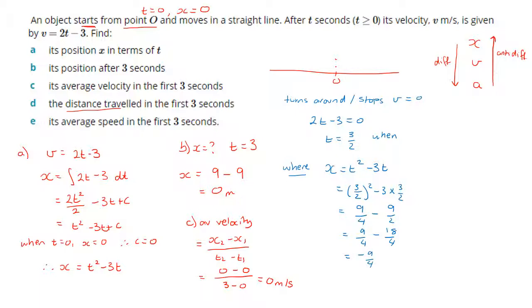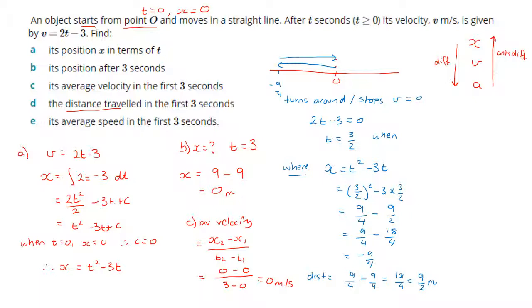So that means my particle starts here at 0. It moves over to a point here, negative 9 over 4. And then it travels back again to finish here at 0. So if I want to know the total distance, we travel 9 over 4 meters to the left and then 9 over 4 meters to the right. So that will give us 18 over 4, or 9 over 2 meters, as our total distance travelled.